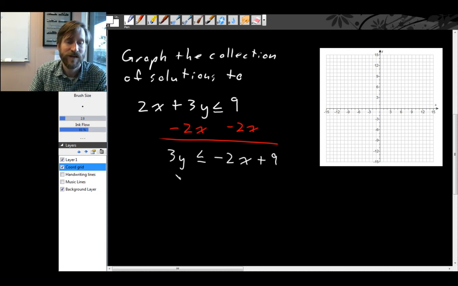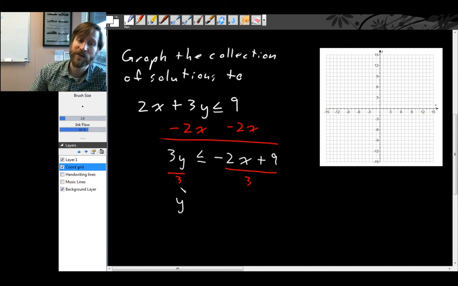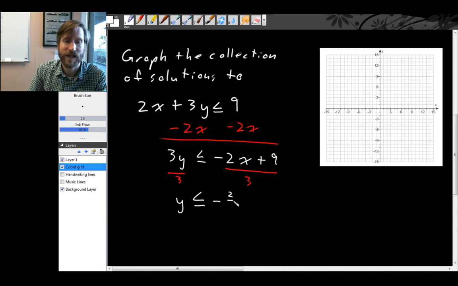Now we'll divide both sides by 3. On the left-hand side, we get y. The inequality this time will not turn around because we didn't divide by a negative. We divided by a positive. So we will leave the inequality less than or equal to. And then on the right side, negative 2/3 x plus 3. All right, so let's go ahead and graph this.